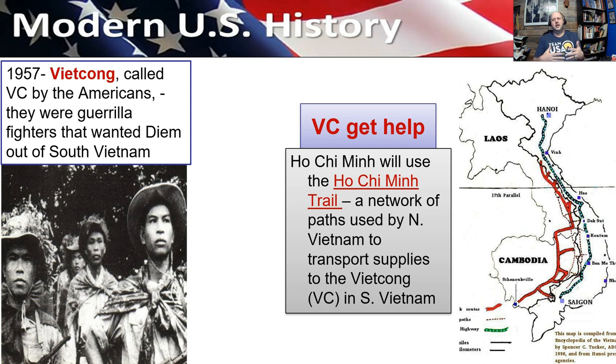You're going to hear some terminology about the Vietnam War, and one is the VC, or the Viet Cong. In 1957, the Viet Cong, again called the VC by Americans, were guerrilla fighters that wanted Diem out of South Vietnam. So not only is this war going to be fought against the North, against North Vietnamese soldiers, but also against the Viet Cong.